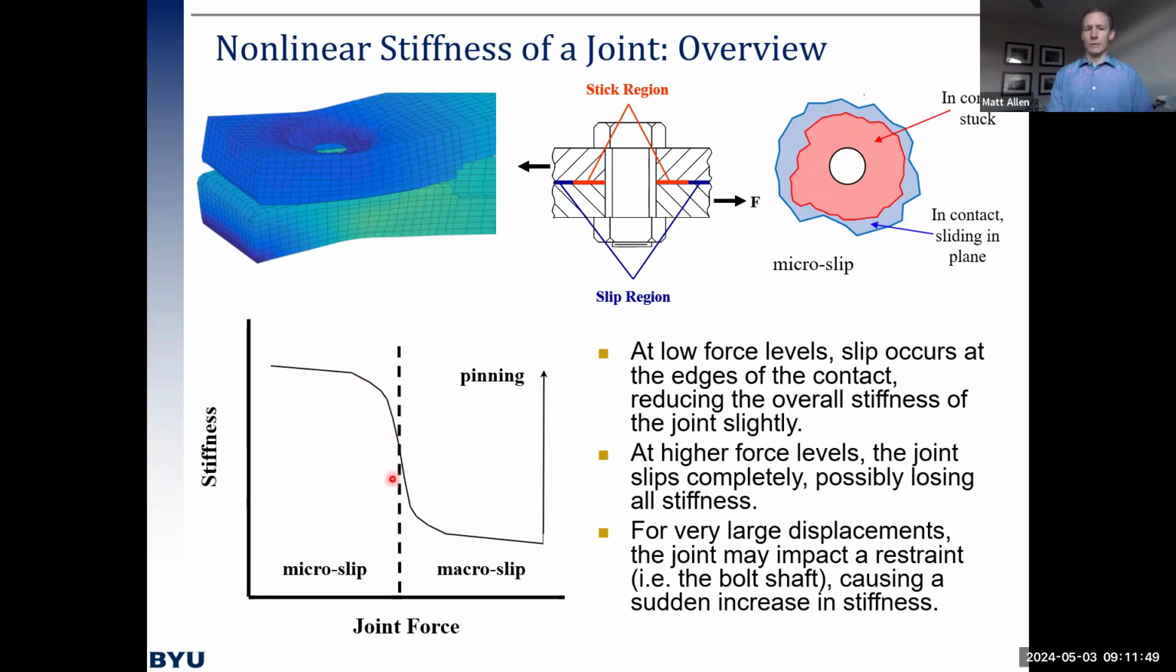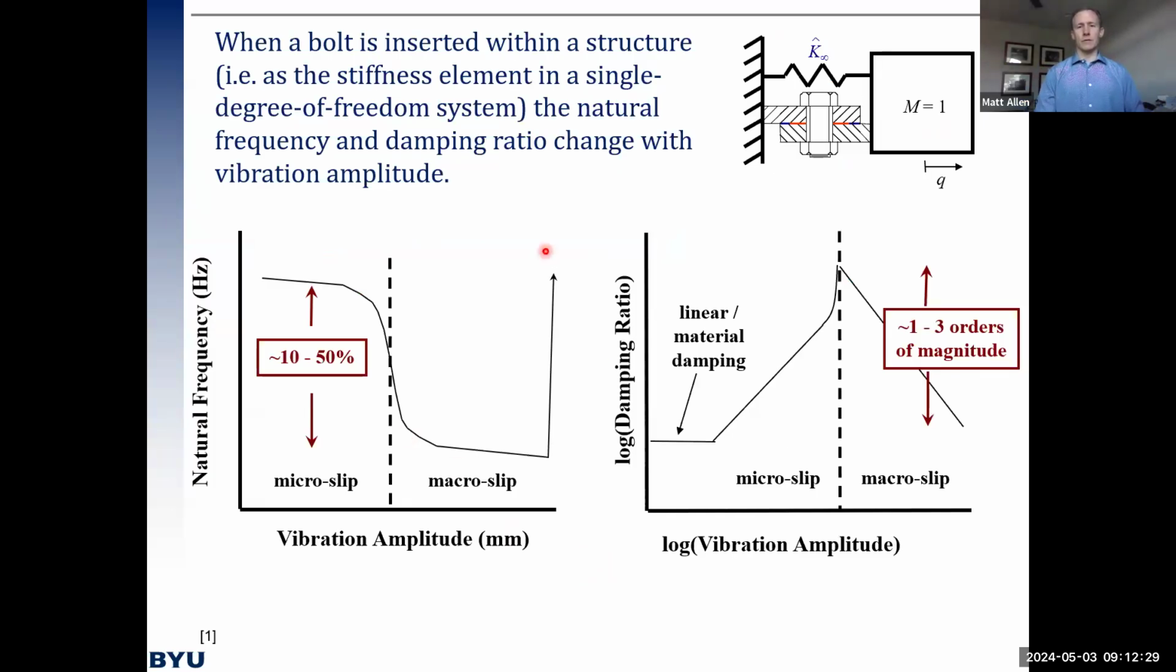At low levels, it will start to get micro slip, where the stiffness drops, usually very imperceptibly. And at some point, you can lose all of the stiffness of the joint. It slips completely. We call that macro slip. And then if you continue to slip, you might even have pinning, where the parts hit the shaft of the bolt or hit something else, and that can introduce even more severe and crazy nonlinearities. We won't get there today. We're just going to focus on this linear to microslip to macroslip behavior. So that's what happens in terms of the stiffness of a joint.